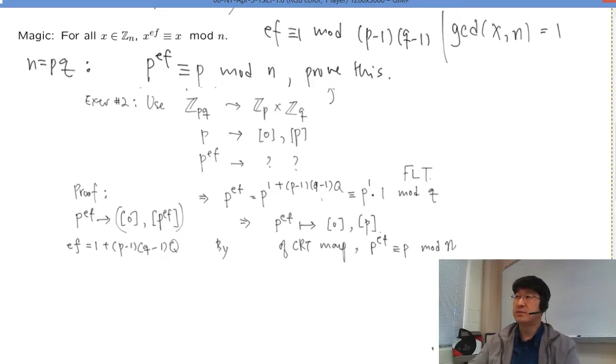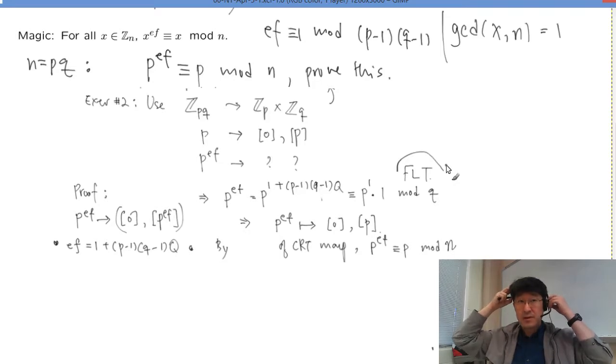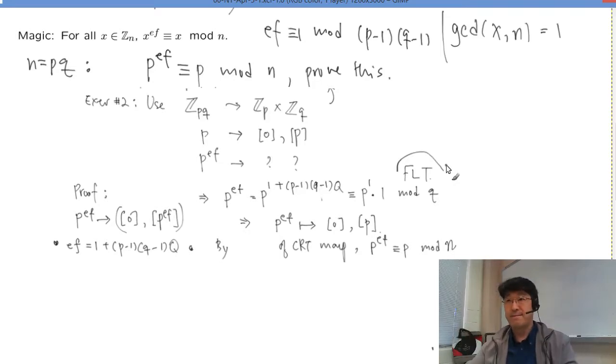How was it? Does that make sense? How about this part, writing ef in that form? ef was congruent to 1 mod phi of n, right? So p minus 1 times q minus 1 times some quotient. Why did I write Fermat's little theorem here? Q minus 1 in the exponent mod q is always 1.